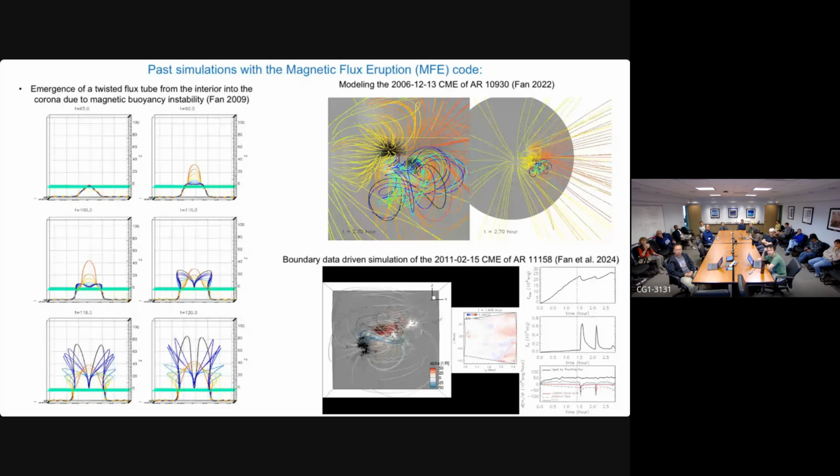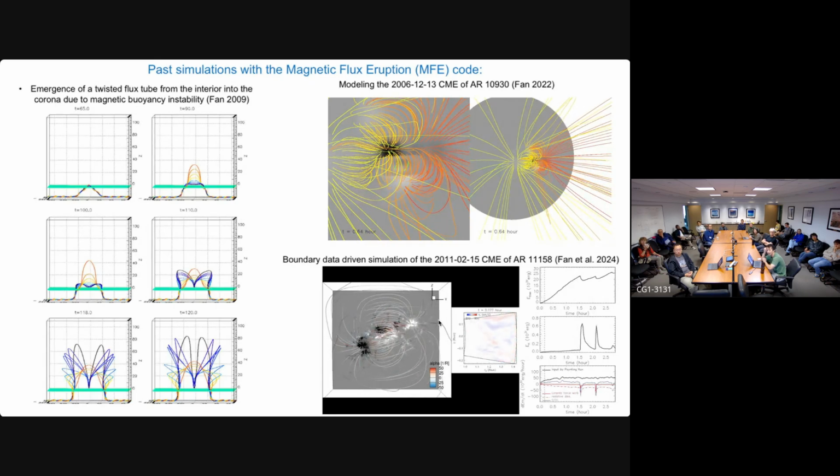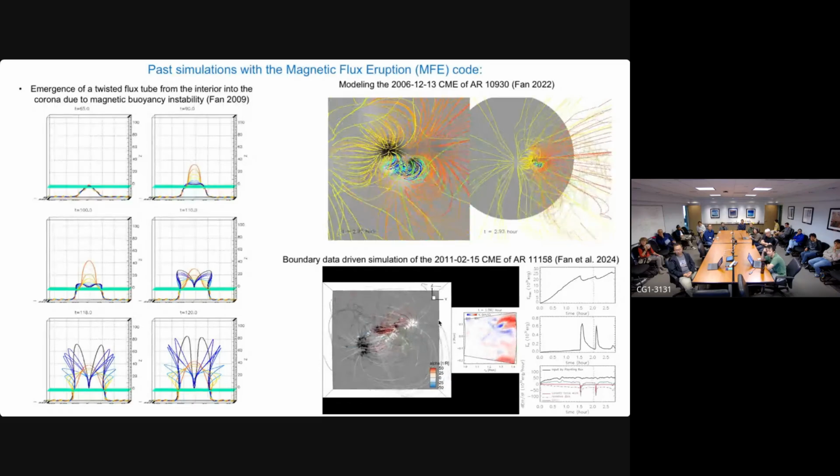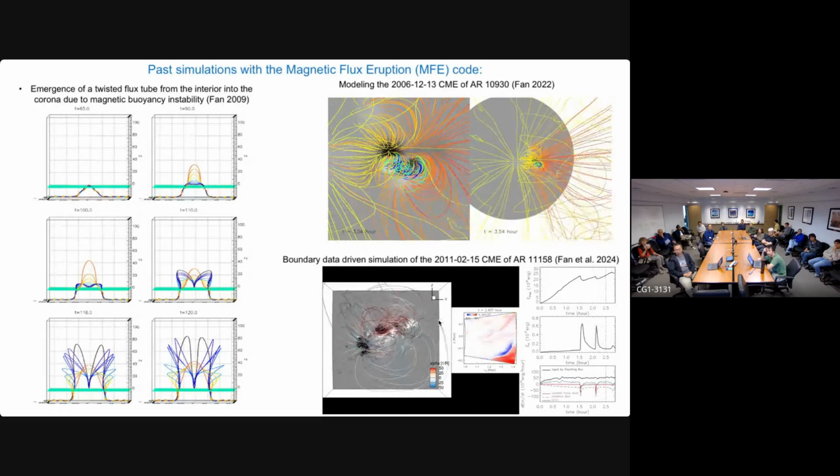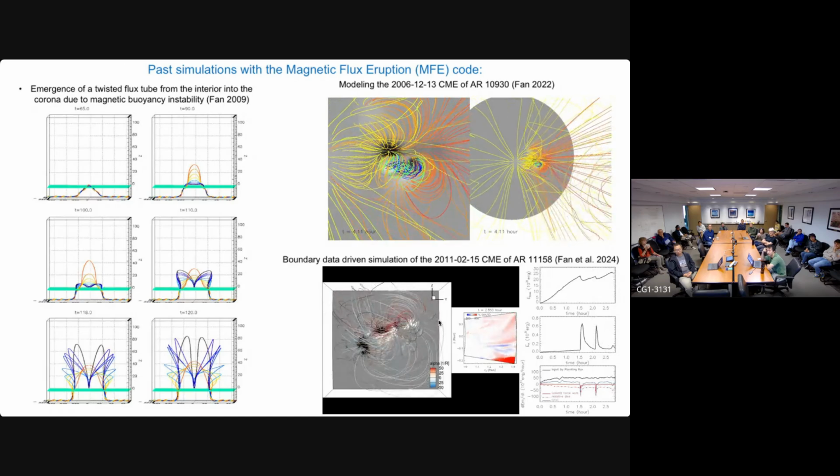So we show it has been used for the modeling of emergence of a twisted flux tube from the interior into the corona due to magnetic buoyancy instability. And also we have used the MFE code for modeling CME events on the right side, and more recently we allow the usage of a data-driven inner boundary condition for simulation of CME events.